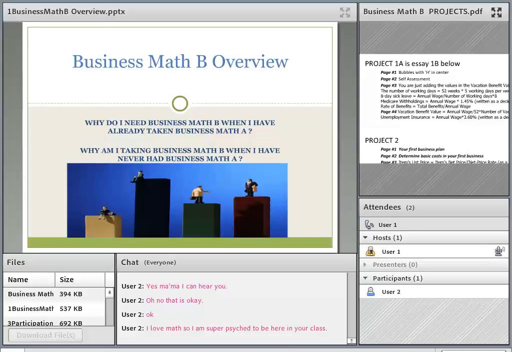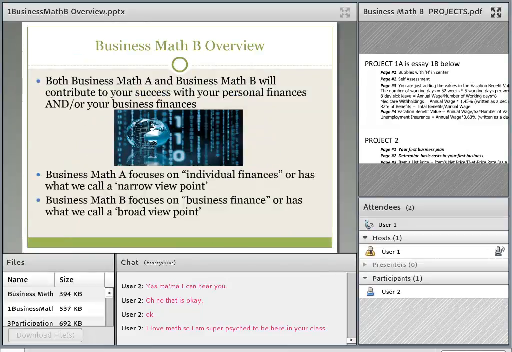Business Math A is focused on your individual finances, or finances as an individual. It has a very narrow viewpoint. Whereas Business Math B is focused from a business standpoint, or employer standpoint. So the finances and the math that we're going to go over in Business Math B is what we call a broad point of view, from a business point of view.